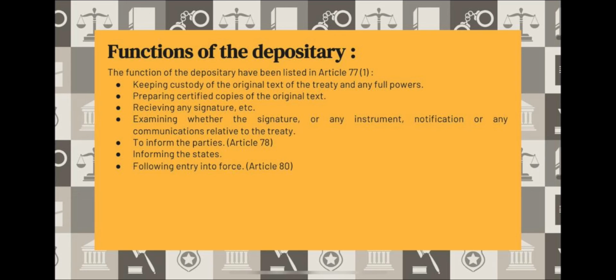The first one is keeping custody of the original text of the treaty and any full powers. The second is preparing certified copies of the original text. The third is receiving any signature and any instruments. Fourth, examining whether the signature or any instrument, notification, or communication relative to the treaty is in due form. The fifth is to inform the parties. This is based on Article 78. The sixth one is informing the states. And lastly, following entry into force. This is based on Article 80.